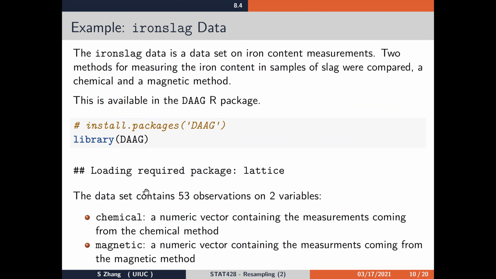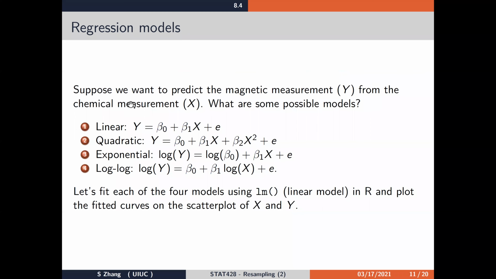This dataset, called ironslag, contains 53 observations on two variables. The first variable is called chemical, which is a numeric vector containing the measurements coming from the chemical method. The other variable is called magnetic, which is another numeric vector containing the measurements coming from the magnetic method. Our purpose is to predict the magnetic measurement, which we will denote by y. That's our dependent variable, from the chemical measurement, which we denote by x.